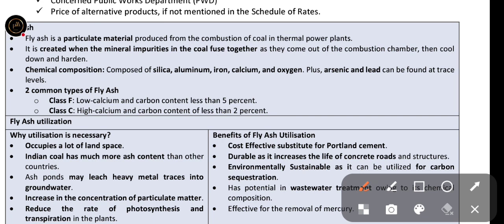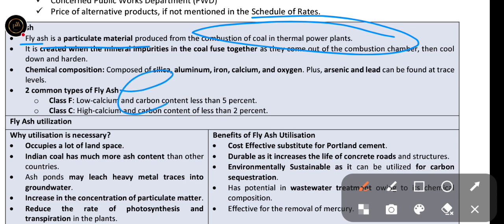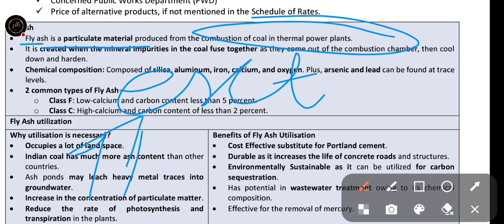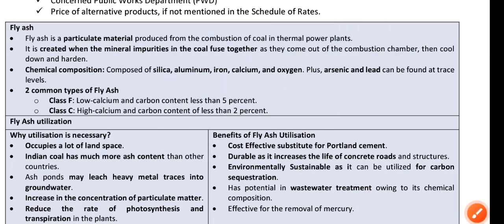And what is fly ash? Fly ash is a particulate matter produced from the combustion of coal in thermal power plants. What you should know about fly ash is simply that it is the extraction of the ash from the thermal power plant. Okay, so you should remember the definition of fly ash.